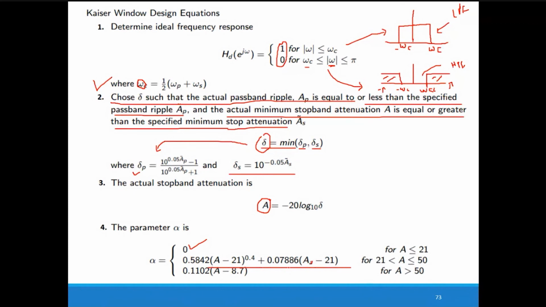Here again, in the bracket, it is A minus 21 that is mentioned, not the small letter A alone, but A minus 21 is there. And for the third equation, if A is greater than 50, apply the third equation and calculate the value of alpha. So this is how you are able to calculate the value of omega c, delta, A and alpha. Okay, and the next step is you have to calculate the value of M.